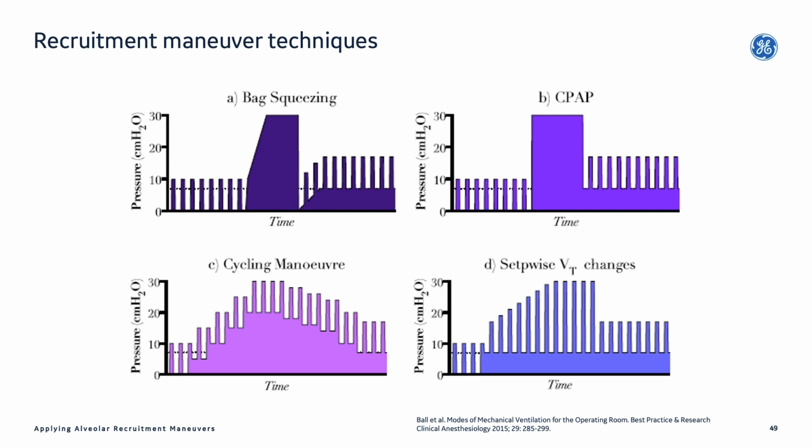In addition to these vital capacity type of maneuvers, the bottom two panels show two different types of cycling maneuvers. In panel C, we see that the tidal volume pressure is maintained fairly constant while PEEP is incrementally increased. And in panel D, we see that PEEP is maintained at a constant level of about 8 centimeters water, and there are stepwise increases in tidal volume. Either one of these techniques is adequate and should result in sufficient recruitment following completion of the recruitment maneuver.